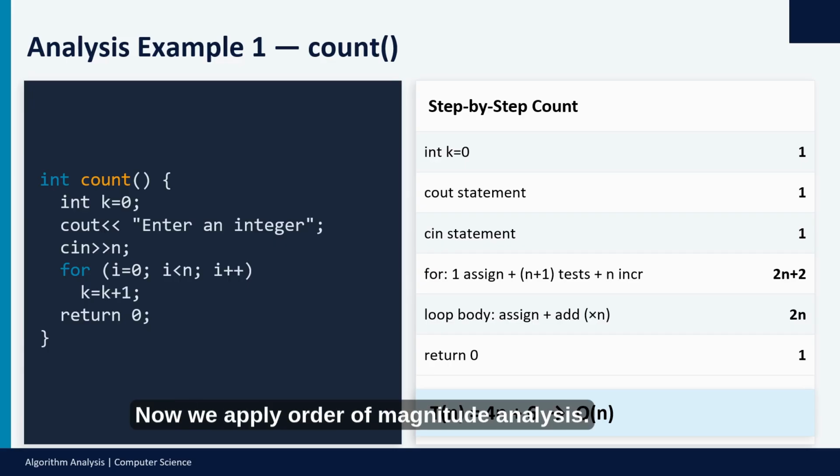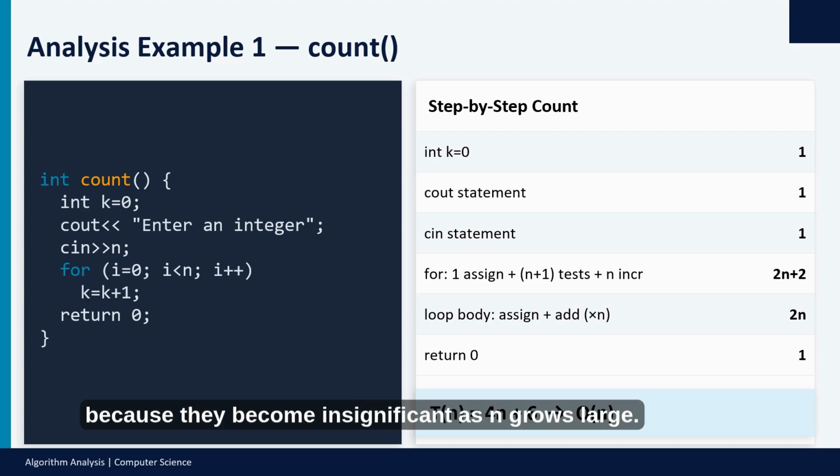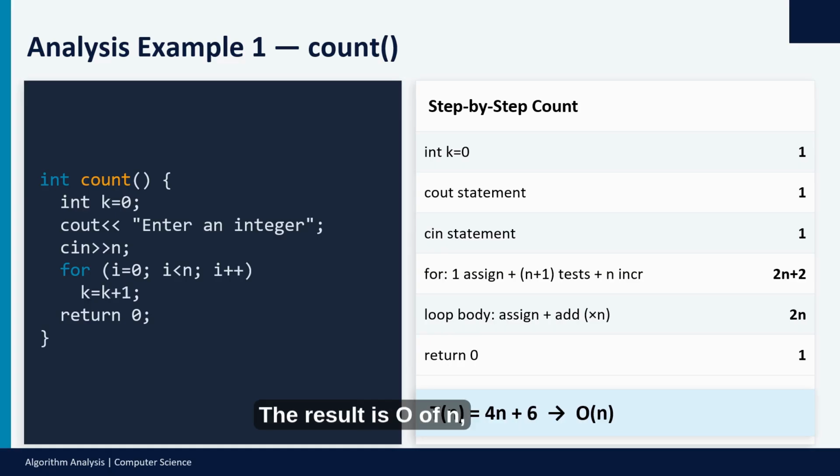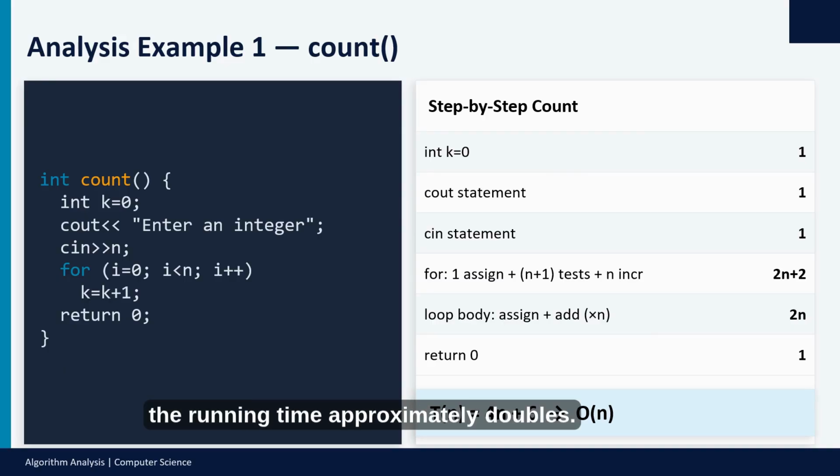Now we apply order of magnitude analysis. We drop the constant 6 and the coefficient 4 because they become insignificant as n grows large. The result is O of n, linear time complexity. As the input doubles, the running time approximately doubles.